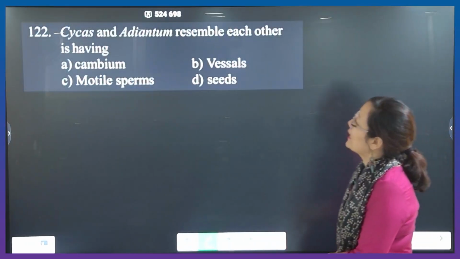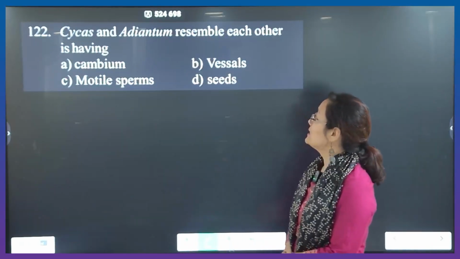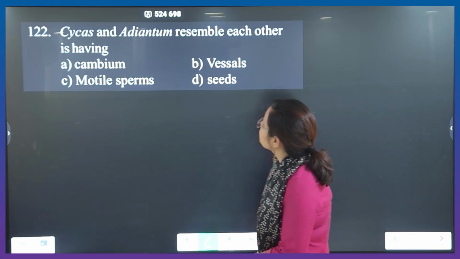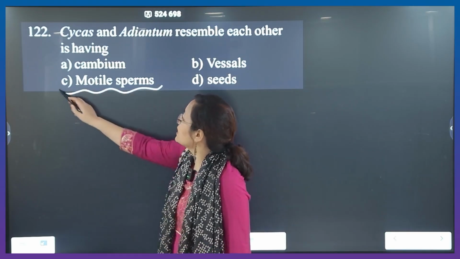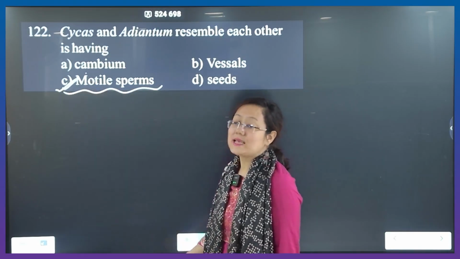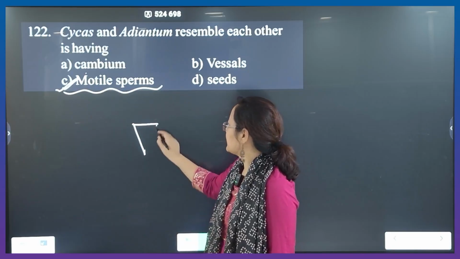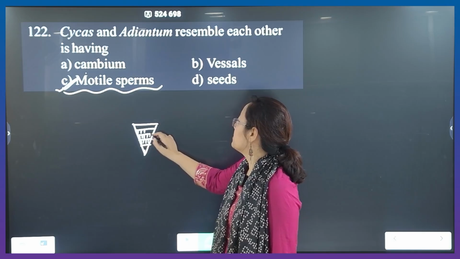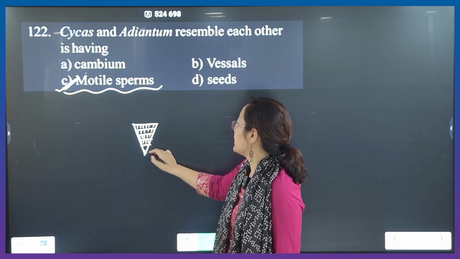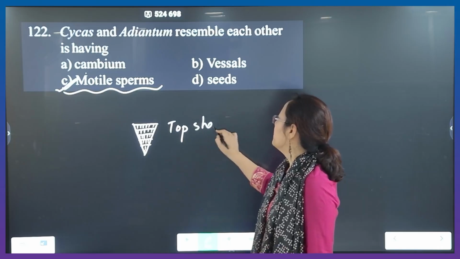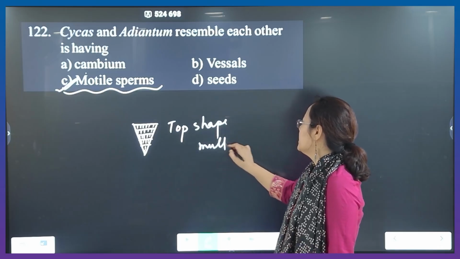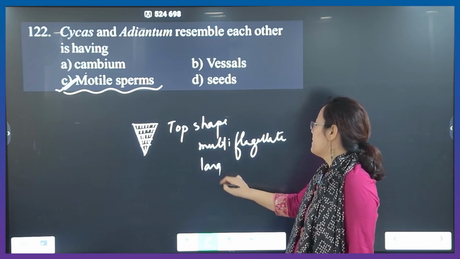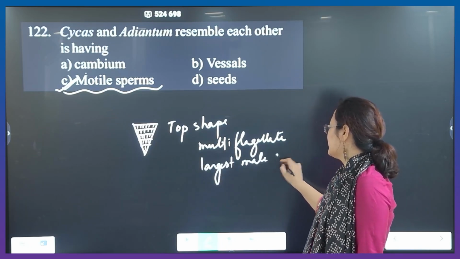122. Cycas and Adiantum. Cycas is a gymnosperm. Adiantum is a pteridophyte, it is a fern. Now, what do they resemble? They resemble each other in having motile sperm. Cycas has a top shape, multiflagellate. Largest male gamete. They have a top shape, multiflagellate. Okay, top shape multiflagellate. Largest male gamete.